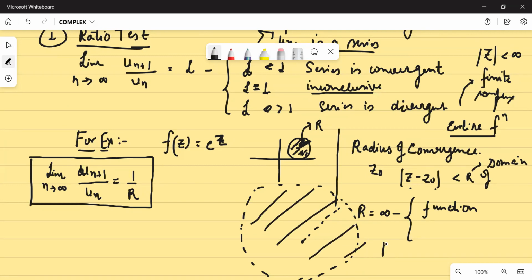And if your r is equal to 0, then you cannot draw any circle. Then you would say that your function is non-analytic. मेरी बात समझ में आई? ऊपर से चली गई.